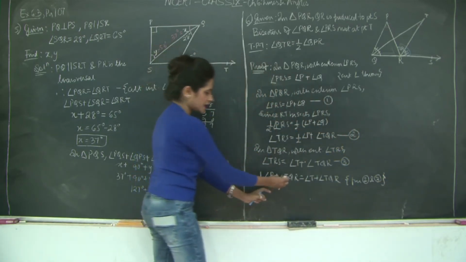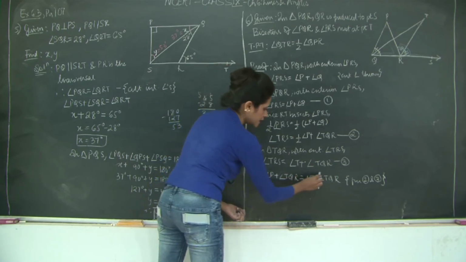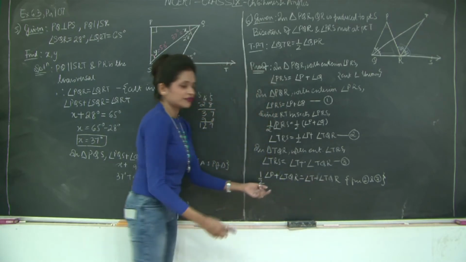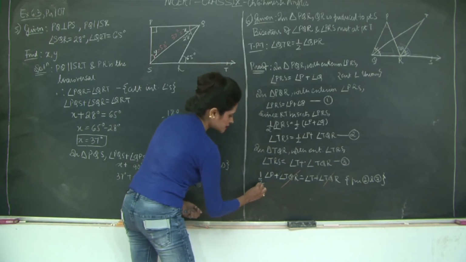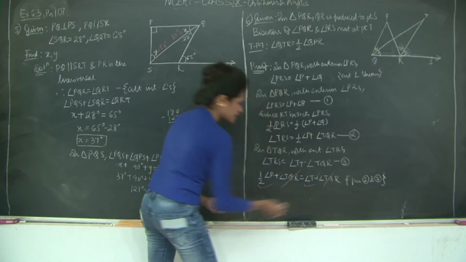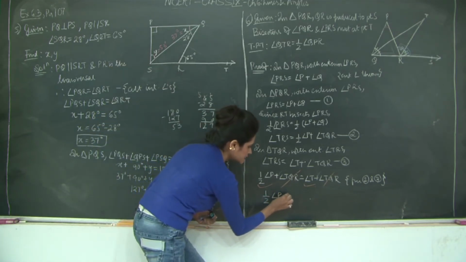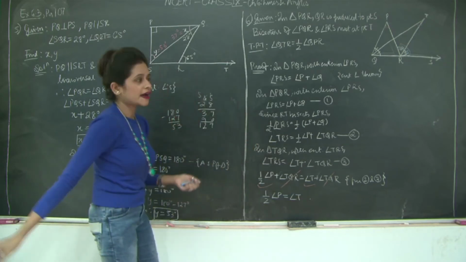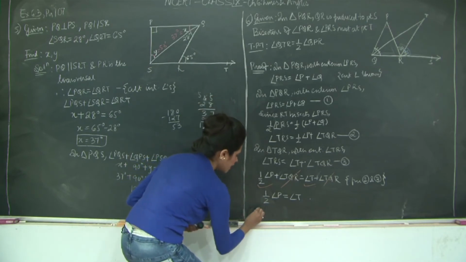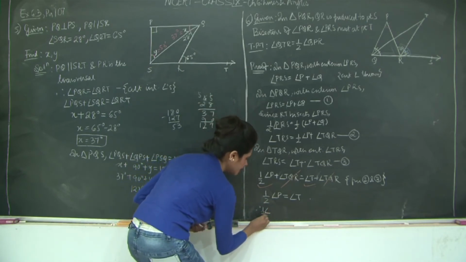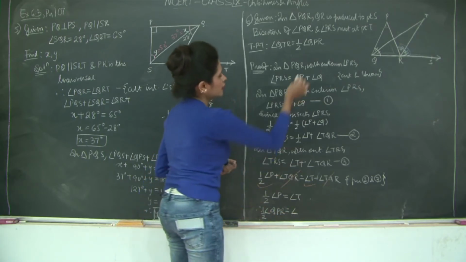Now if you notice, even here on the left hand side and right hand side, I have something that is equal, that is TQR. So if equals are subtracted from equals, the remainders are going to be equal, correct? So what are my remainders? I have half angle P is equal to angle T. But what is my angle P? My angle P is nothing but QPR. Therefore, what do I get? Half angle QPR is equal to angle QTR.